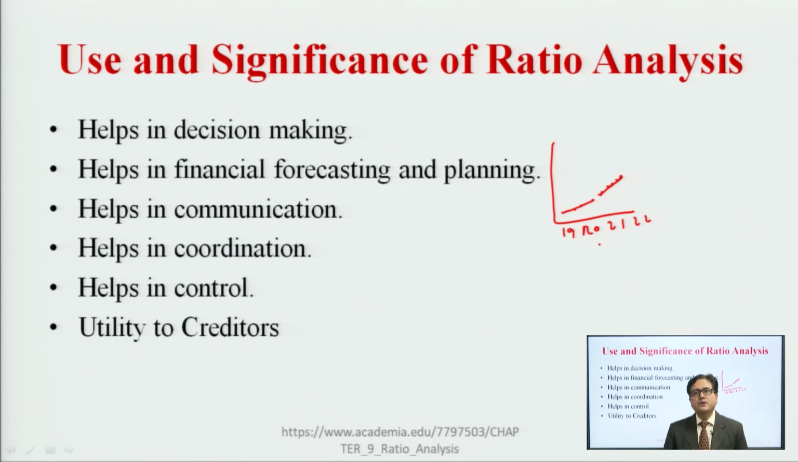Next is help in control. I already told you, with the help of ratio analysis we can maintain control over some cost control areas, cost centers. Utility to creditors. Here creditors are the persons who can give us money on credit or raw material. They can also use ratio analysis to find out the financial position of our company.